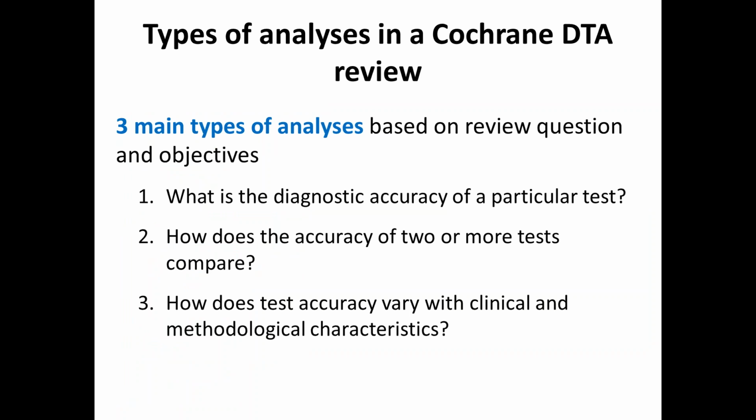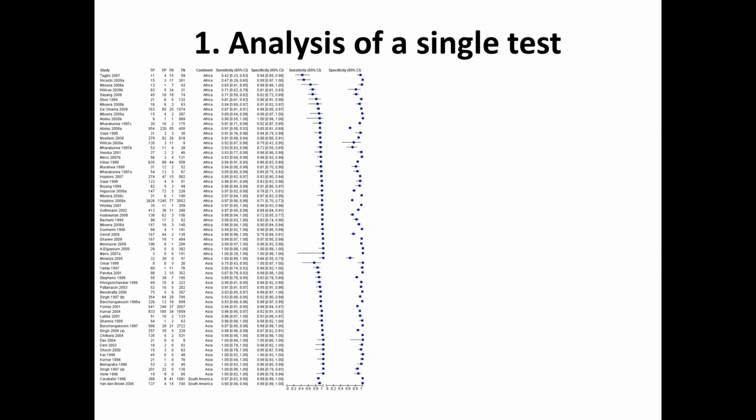So here's an example using the malaria review. This is the analysis of one of the tests in the review. This is the type 1 rapid diagnostic test. This is what the forest plot looks like. So we've got a coupled forest plot showing sensitivity and specificity.